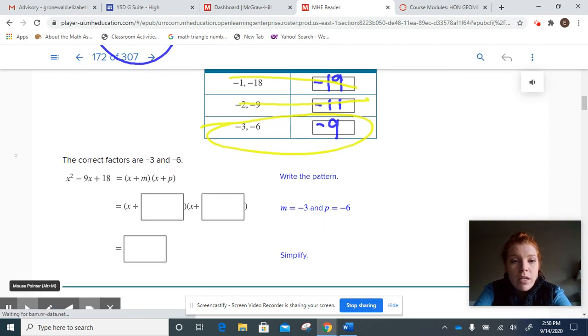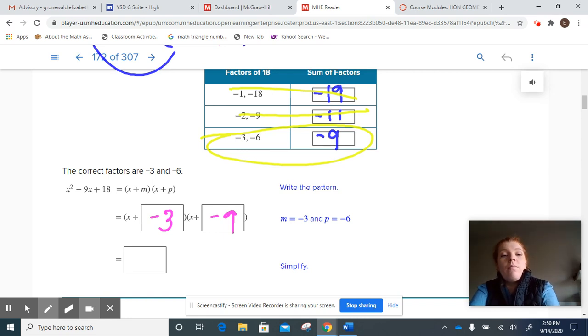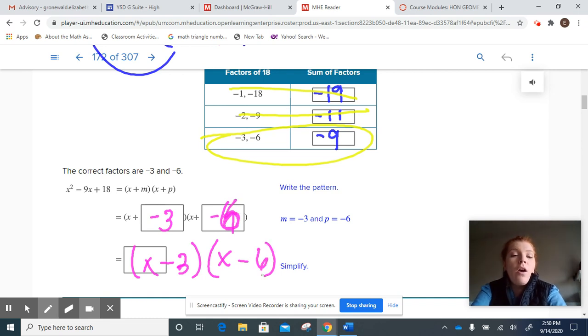They actually have it down here. You put in your two numbers, -3 and -6. When you simplify them, plus minus makes a -3, and plus minus makes the negative. Oh, sorry, this is supposed to be a 6. Sorry. And there you go.